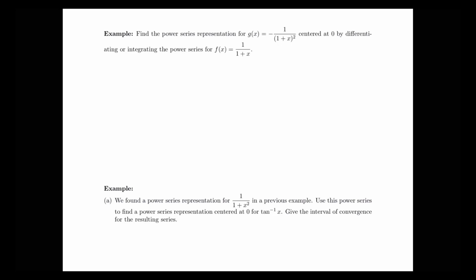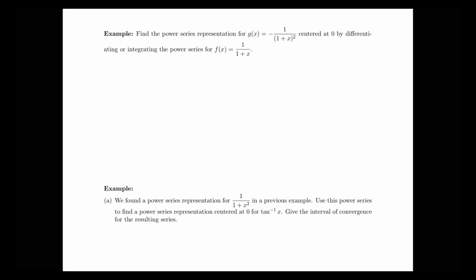In this video, we're going to look at a few more examples of combining our power series or using the tools of differentiation and integration in order to create new power series. So for our first example, I want to find the power series representation for the function g of x equals negative 1 over 1 plus x squared centered at 0 by either differentiating or integrating the power series for f of x equals 1 over 1 plus x.